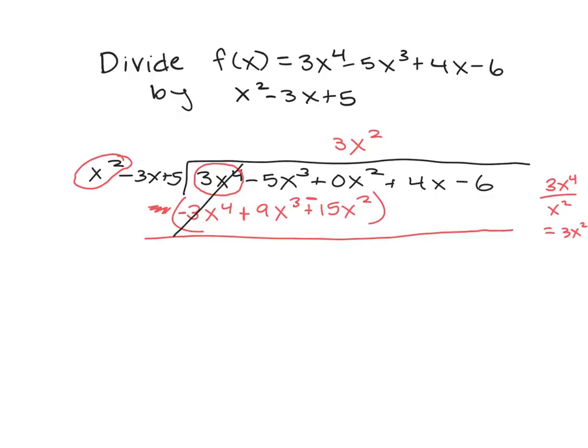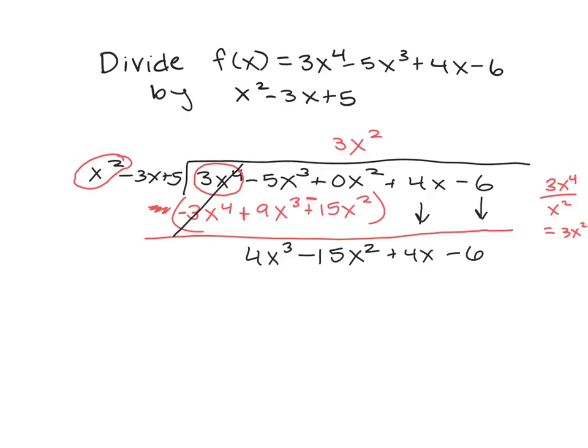3x to the fourth minus 3x to the fourth is going to cancel. That leaves me nothing, which is the goal. Negative 5x cubed plus 9x cubed is going to give me 4x cubed. And then 0x squared minus 15x squared is going to give me negative 15x squared. And then I want to make sure I carry down my other pieces. So I have plus 4x and minus 6. And now I'm going to start the process all over again.